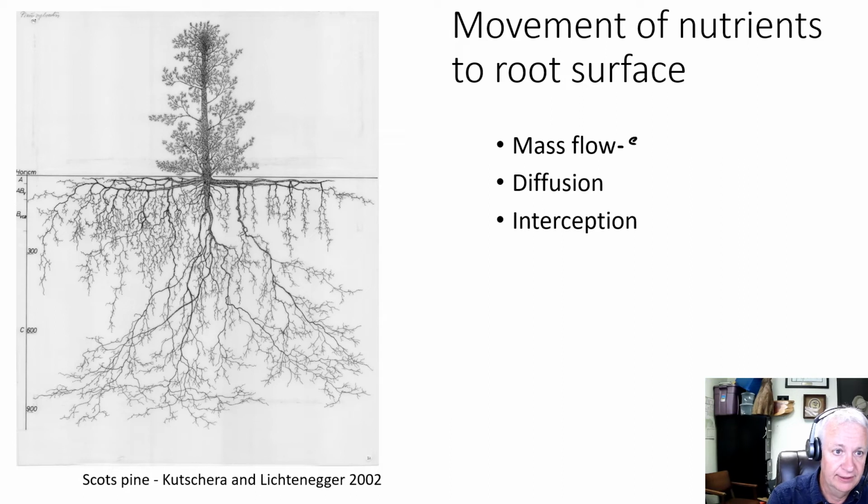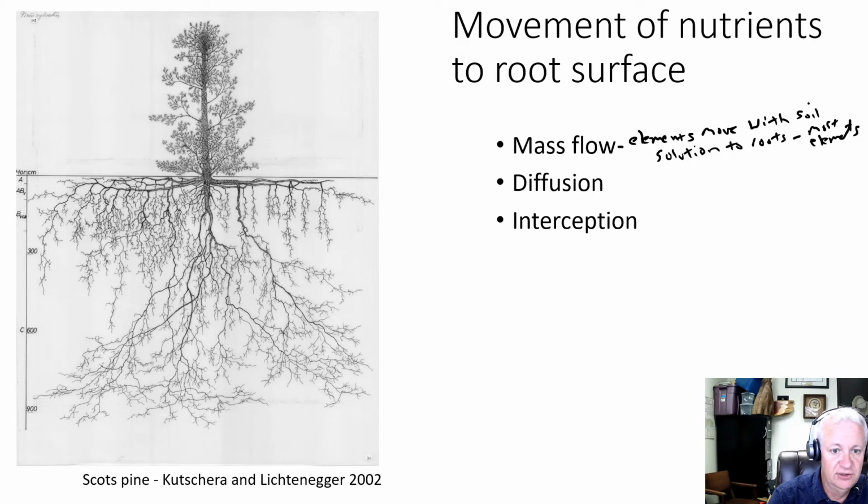So elements move with soil solution to roots. For most elements, mass flow is important.